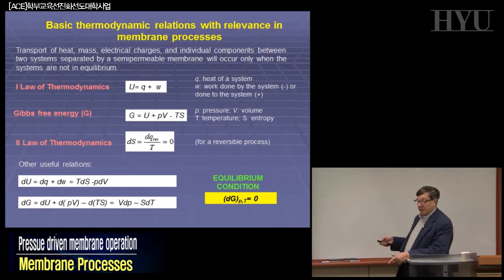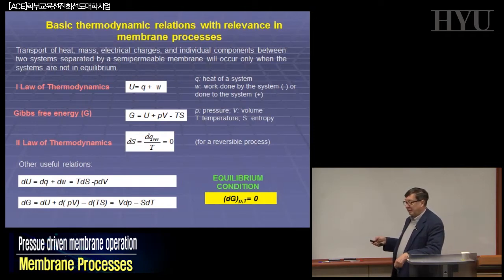Another term that we normally use is the Gibbs free energy, which is nothing more than internal energy plus PV minus TS, and S is a new term for you in this case. S is just the entropy, and that is the second law of thermodynamics. In the second law of thermodynamics, you can define dS as dQ reversible divided by the temperature, for any reversible process.